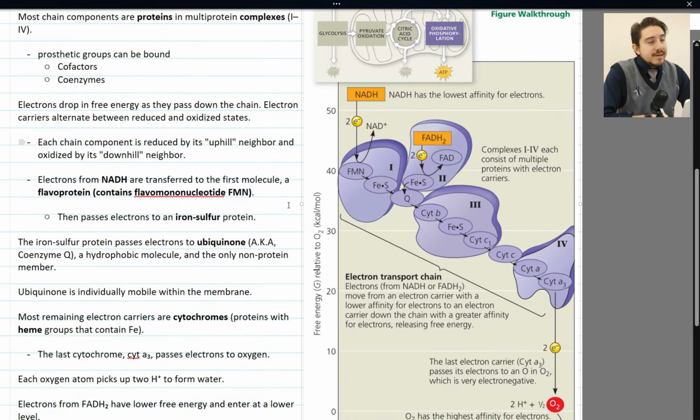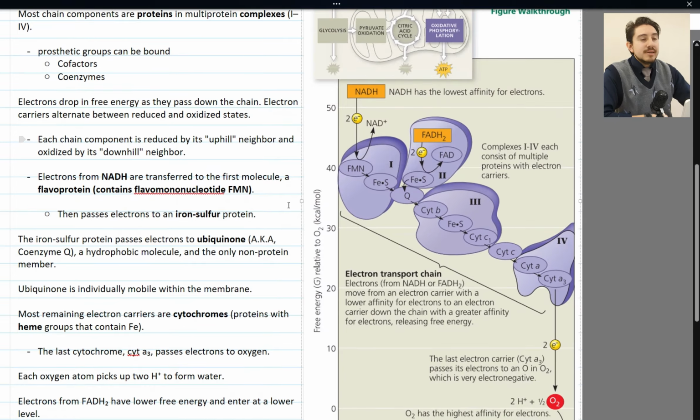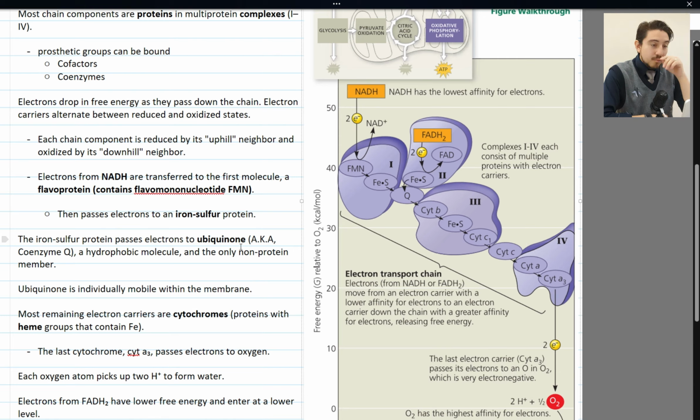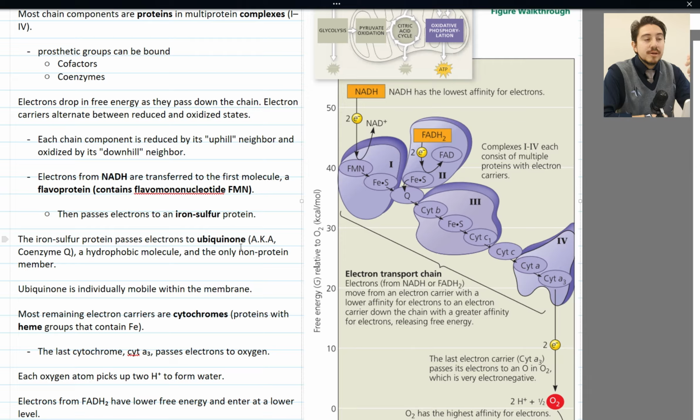Ultimately what happens here is that electrons coming in from NADH are going to drop electrons into this complex, and you're going to have a cascade of electrons passing from one complex to another, to another, to another, ultimately to where the last acceptor of these electrons is oxygen. So oxygen will accept these electrons, and use hydrogen ions that are in solution to create water.